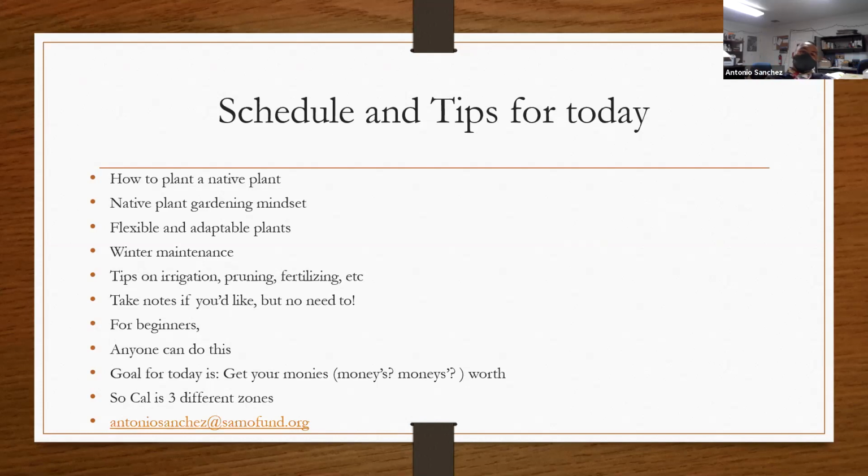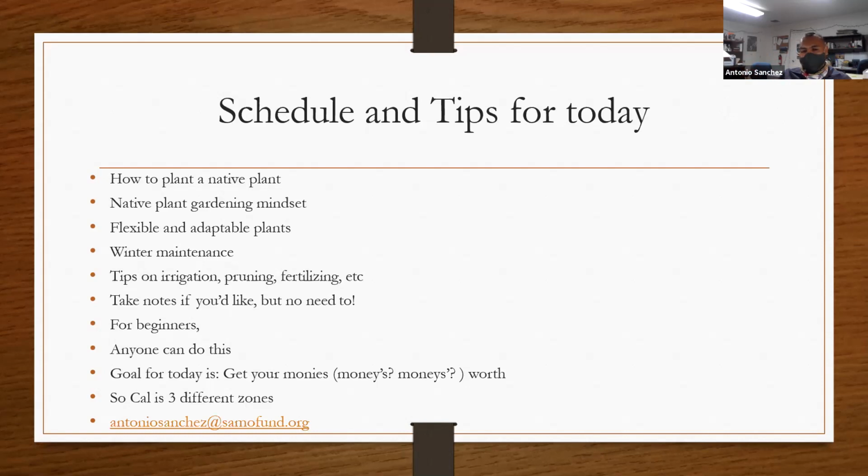This is what we're going to go over. The basics, we're going to go over a lot in depth, but this is kind of the schedule. I'll give you an idea of how to plant a native plant, which might sound stupid, but this is probably one of the most important things I can cover: how to correctly plant a plant. I want to give you a few minutes on my mindset when I'm doing landscaping or native plant gardening. I want to describe flexible and adaptable plants and how they're easy to use in landscapes, or how you might create them in landscapes. I want to talk about winter maintenance.